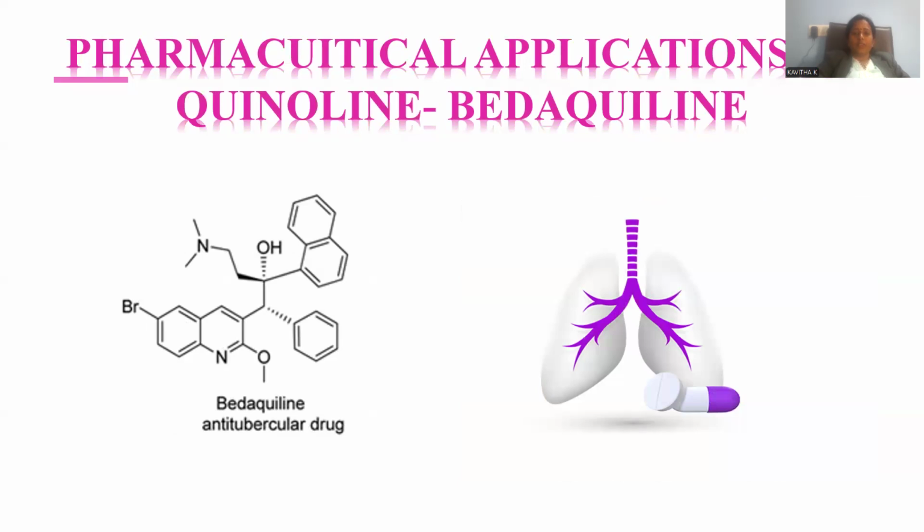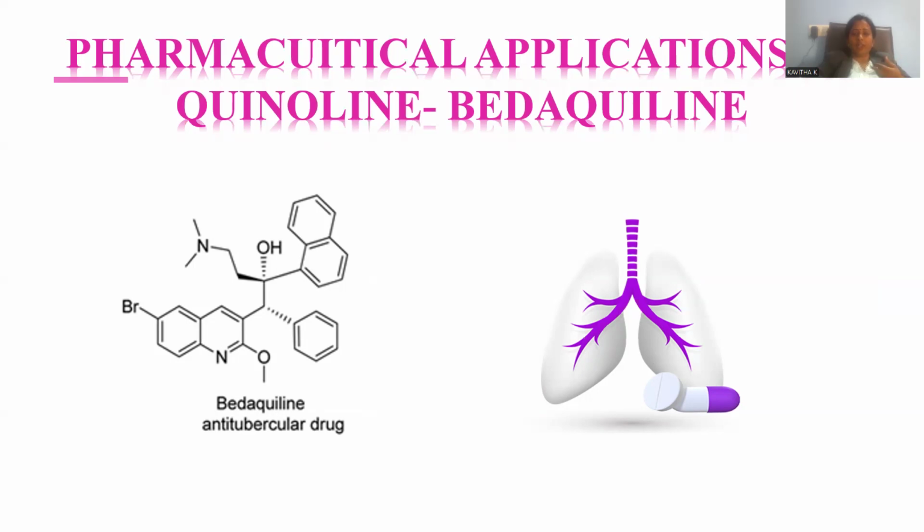And let me introduce another drug called bedaquiline. Bedaquiline is a kind of anti-tubercular drug, where quinoline is taken as the potential pharmacophore. Tuberculosis is a disease caused by microbial infection, bacterial infection in specific, so that lung damage is possible. A kind of cough.